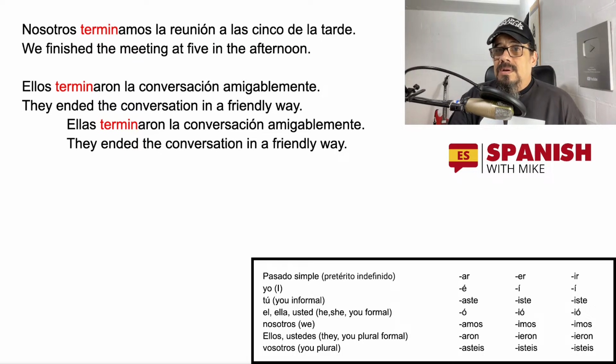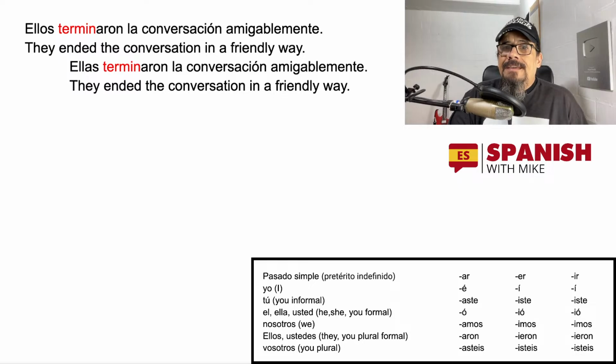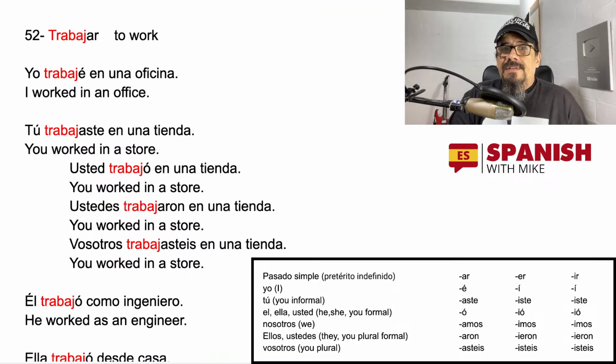Nosotros terminamos la reunión a las 5 de la tarde. We finished the meeting at 5 in the afternoon. Ellos terminaron la conversación amigablemente. They ended the conversation in a friendly way. Male. Ellas terminaron la conversación amigablemente. Female. Verb number 52. Trabajar.